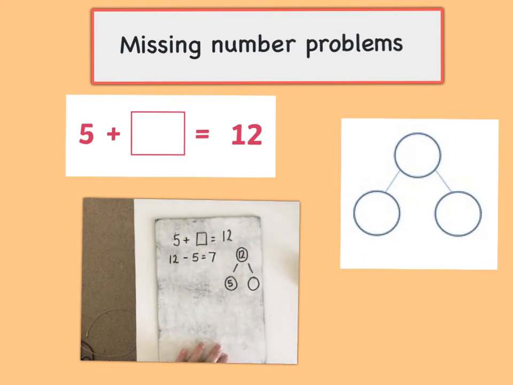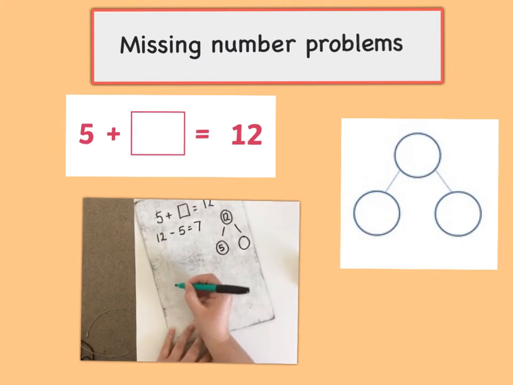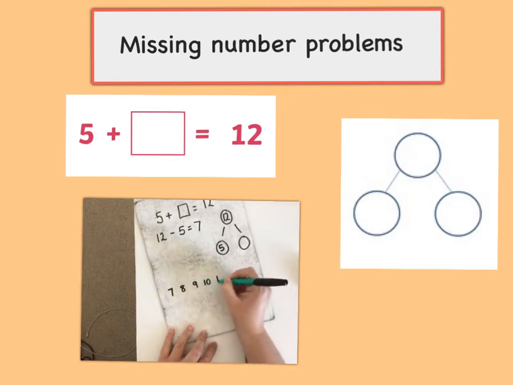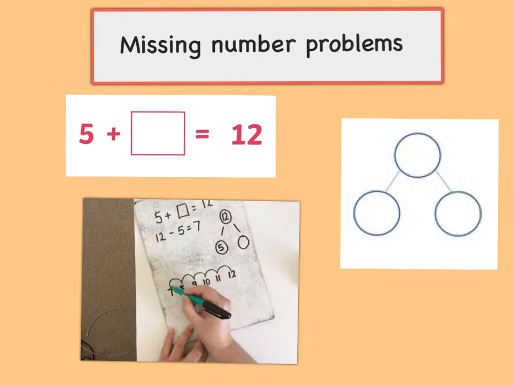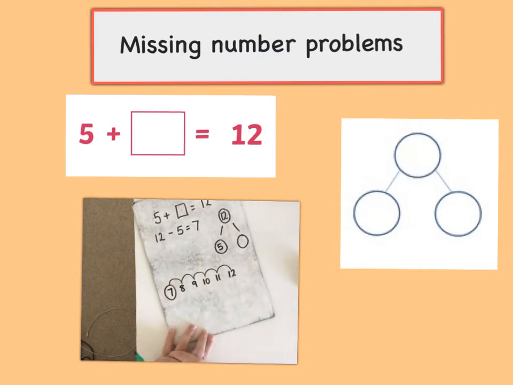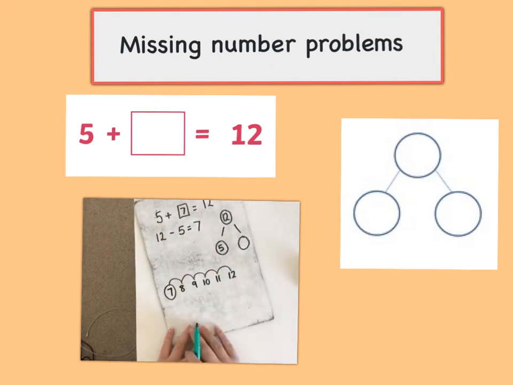I could also check my answer using an empty number line. And we've practiced using these before. So I would start on 7, 8, 9, 10, 11, 12. I know 12 is my highest number and I'm just going to check by counting back. 1, 2, 3, 4, 5. I've counted back and I've landed on 7. So 5 add 7 equals 12.